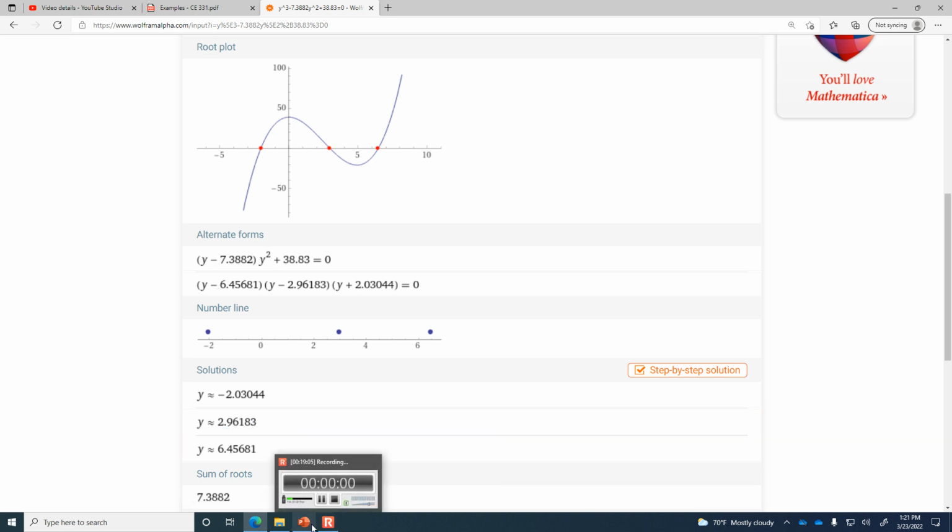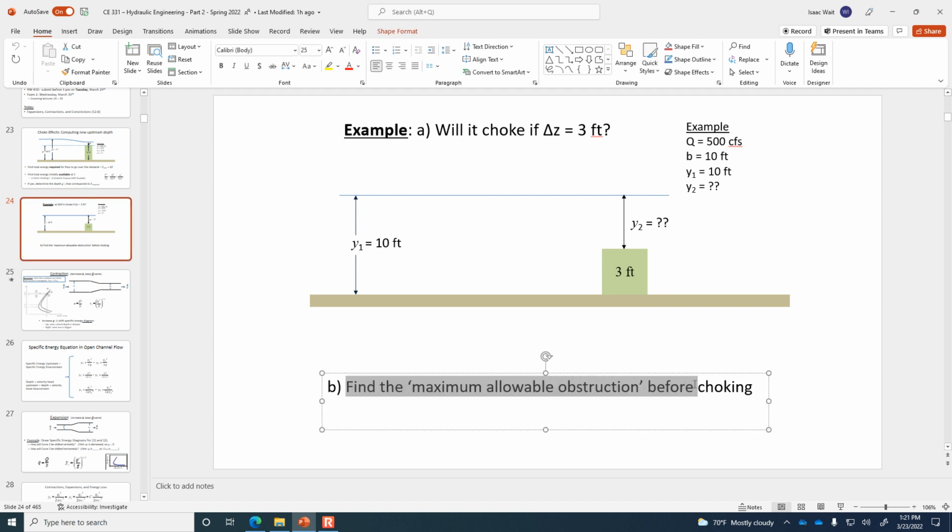All right, so part 2 of this example is find the maximum allowable obstruction before choking. So the 3-foot sill height didn't cause any choking. How high could we go and get away with there not being any choking? The delta Z max. And it's actually relatively simple. Has everybody got this stuff on the whiteboard? Let me erase this. Because we knew how much was initially available, and we know how much is required, and the delta Z max is the difference between the two.